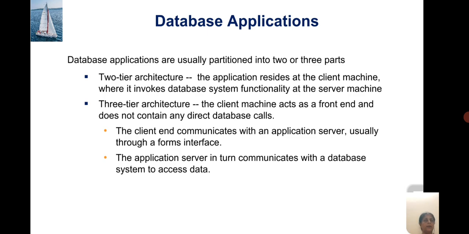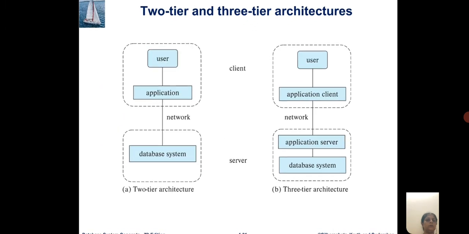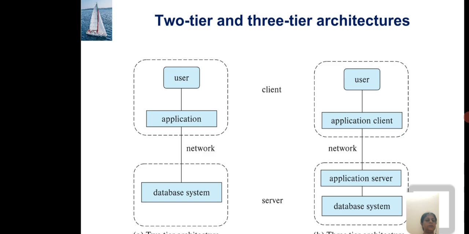So in a two-tier architecture, you have only two parties involved: the client and the server. Client directly hits the server. And in a three-tier architecture, you have three things: the client, the interface application server, and then your actual server. So your client cannot hit the server directly, but it can access the database system only through the application server in a three-tier architecture. So this is how the two-tier and three-tier architecture is organized.